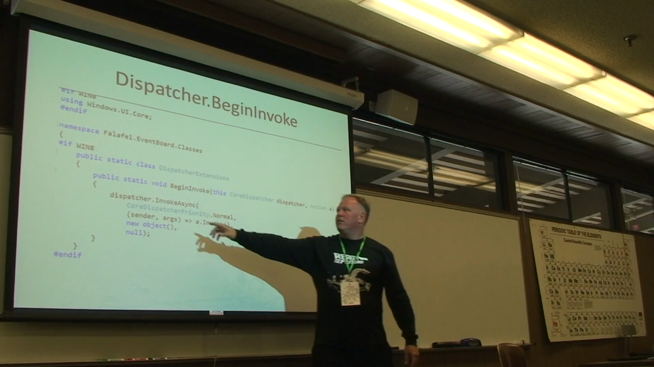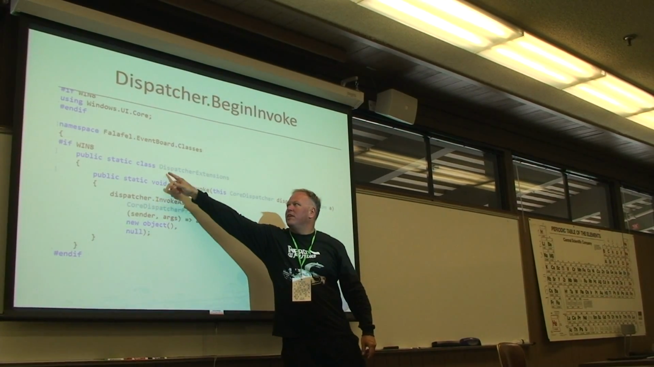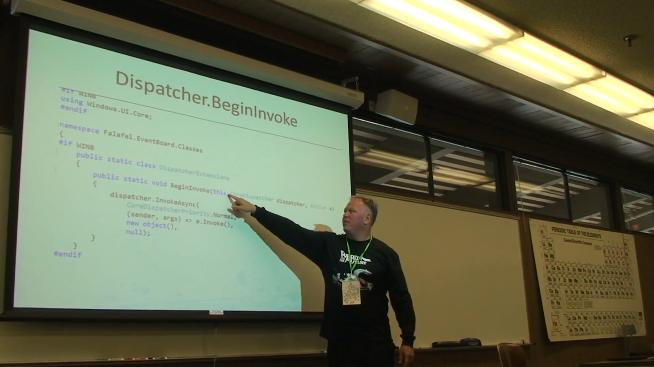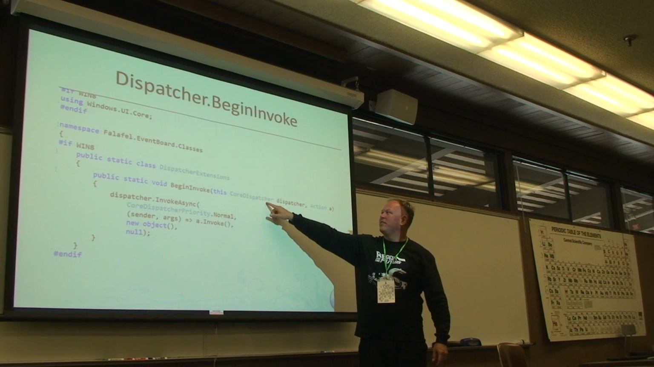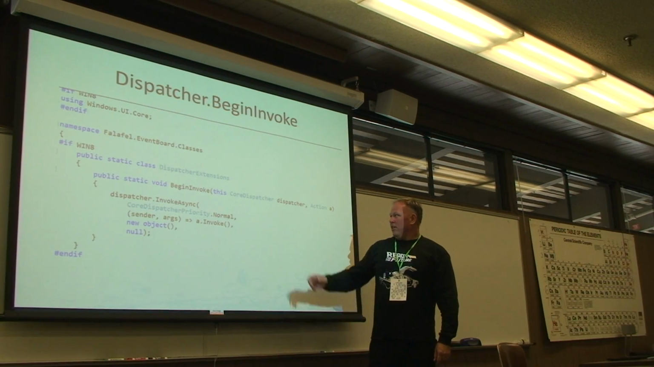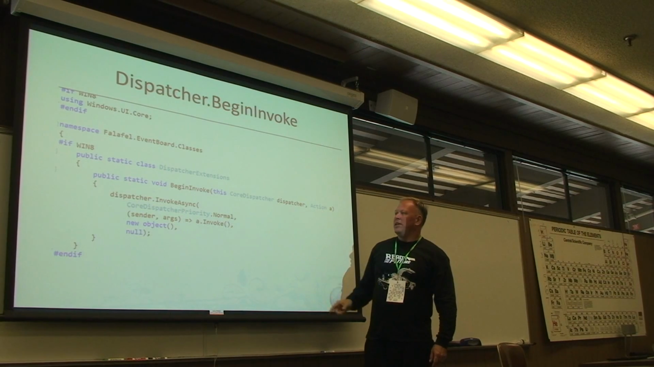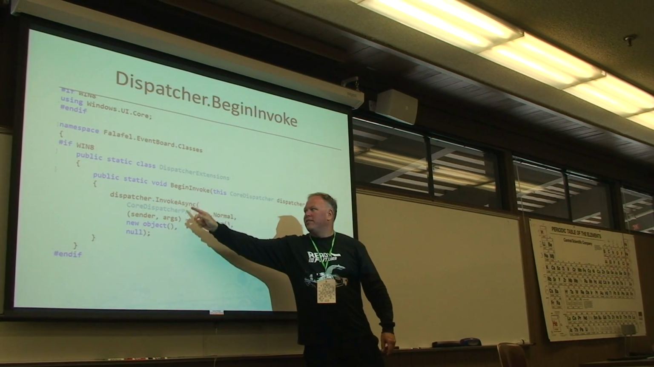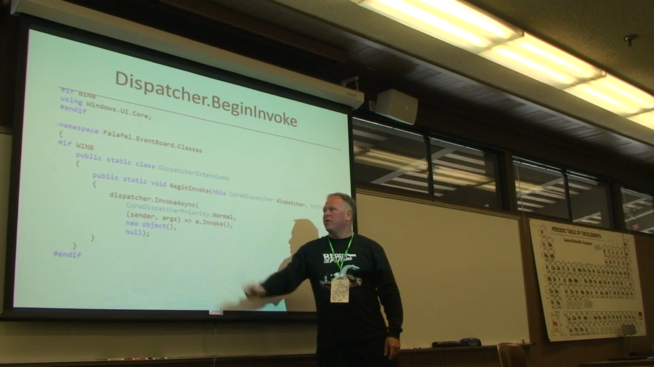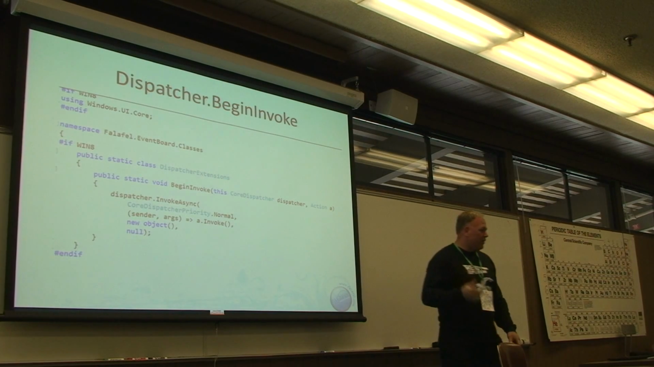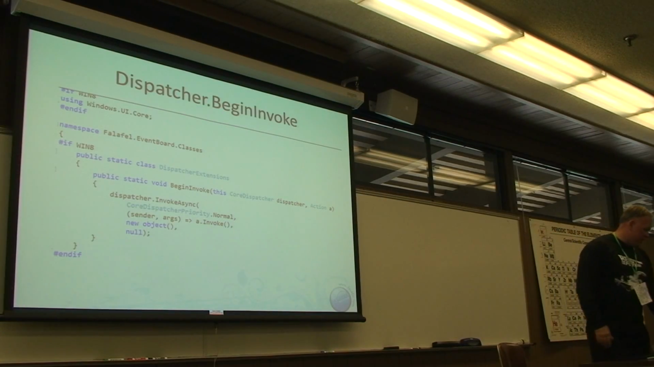You just define a static method inside of a static class, and where this parameter is this, that's the type that you're extending. So what I get in here is a CoreDispatcher and an action to perform, and then I just call dispatcher InvokeAsync with this action.Invoke. So it's just a trick that will make your code look like it hasn't changed. I can still call dispatcher BeginInvoke because I've added in this method.